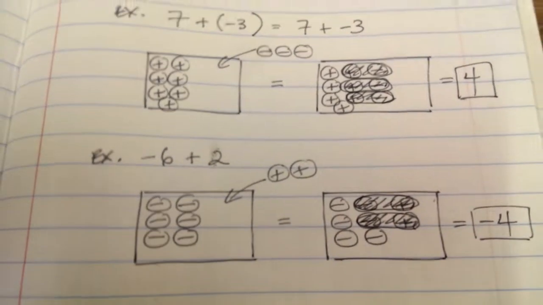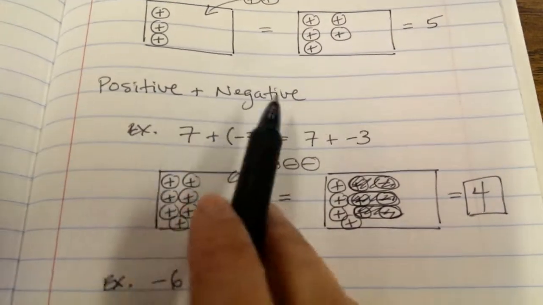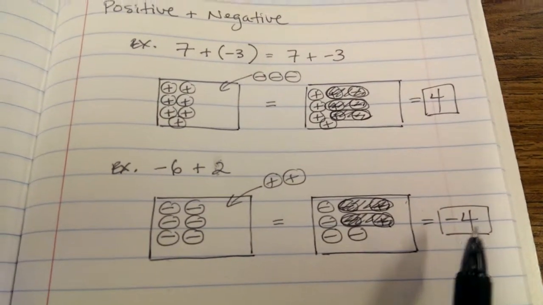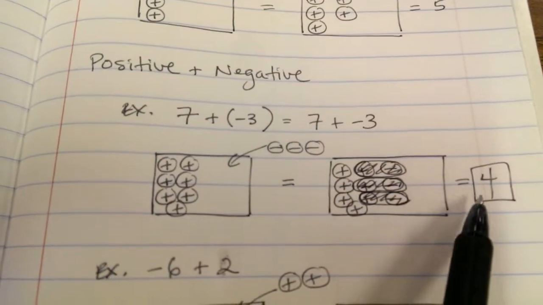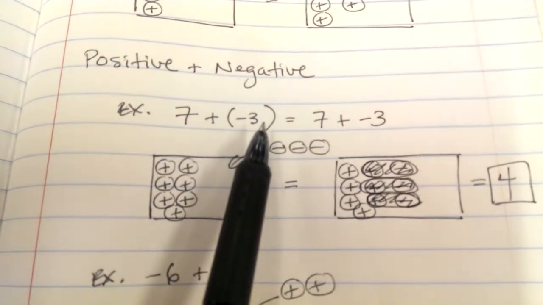Now, here, when a positive plus a negative, when we do that, sometimes it gives us a positive, sometimes it gives us a negative. Now notice that here it gave us a positive because the positive number was larger than the negative, right?